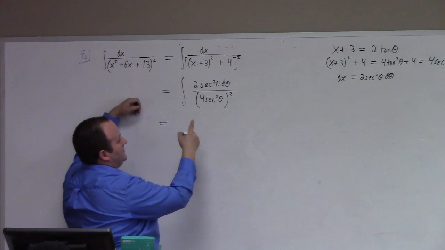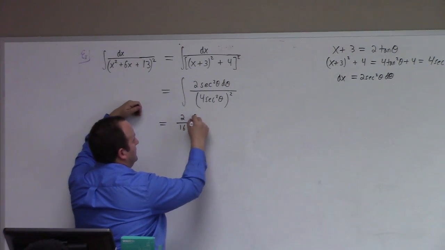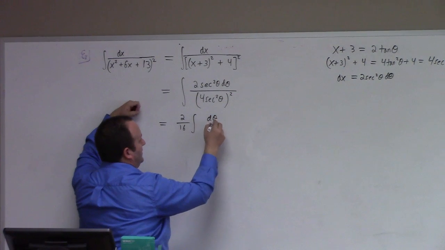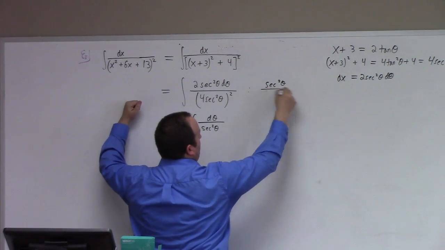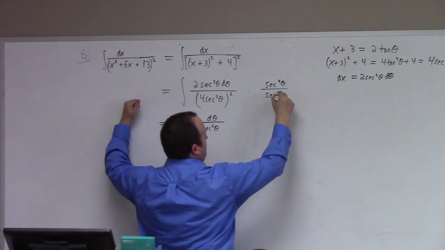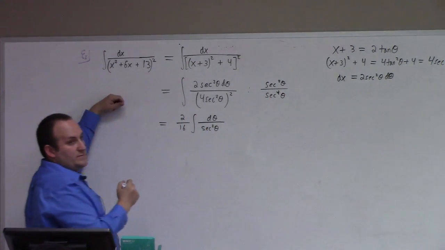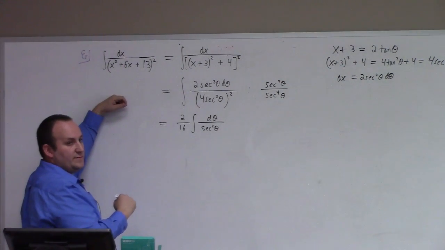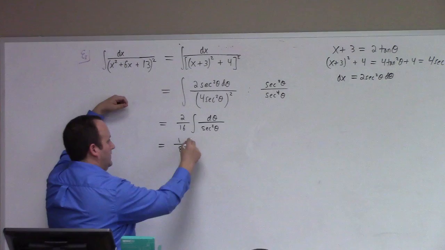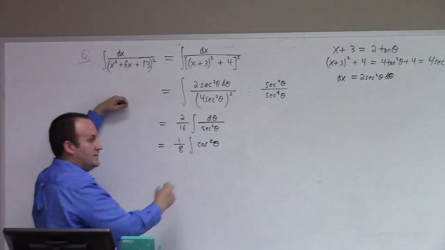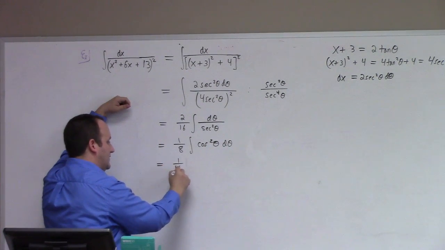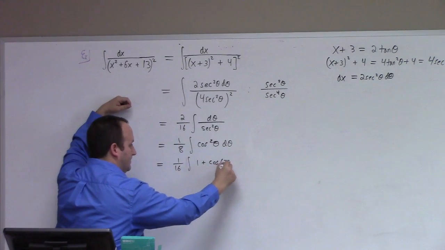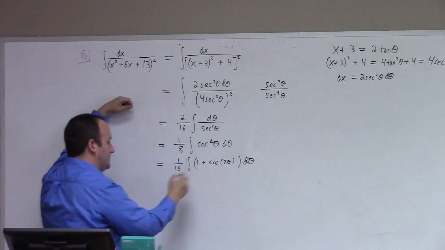Let's see here. So that is 2 over 16, and the integral of d theta over what? Secant squared theta, right? Because this becomes secant squared theta over secant to the 4th theta after you do the algebra there, right? And that reduces to 1 over secant squared. But hey, what's that? That's cosine squared theta, d theta, of course. Don't forget the d theta. And that, of course, is 1/16th integral of 1 plus cosine 2 theta d theta, which we can do.